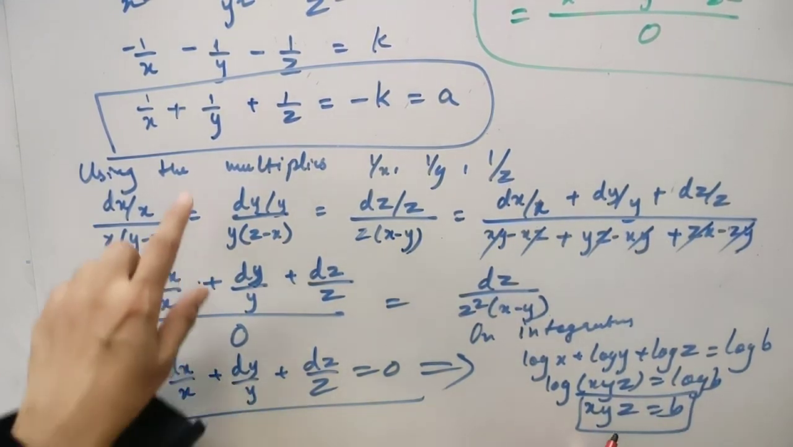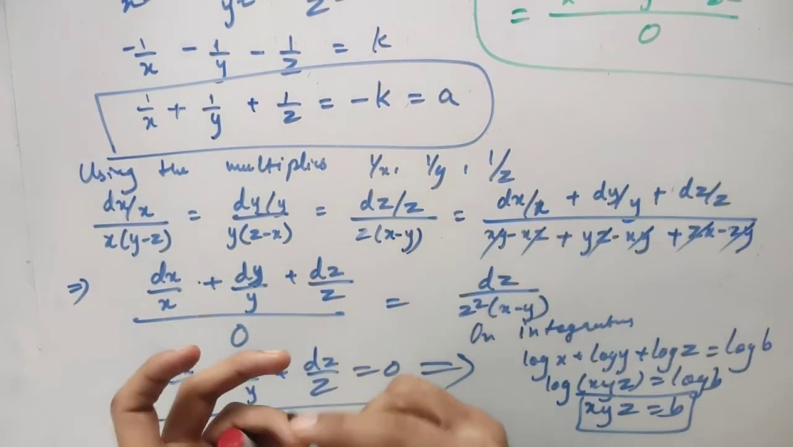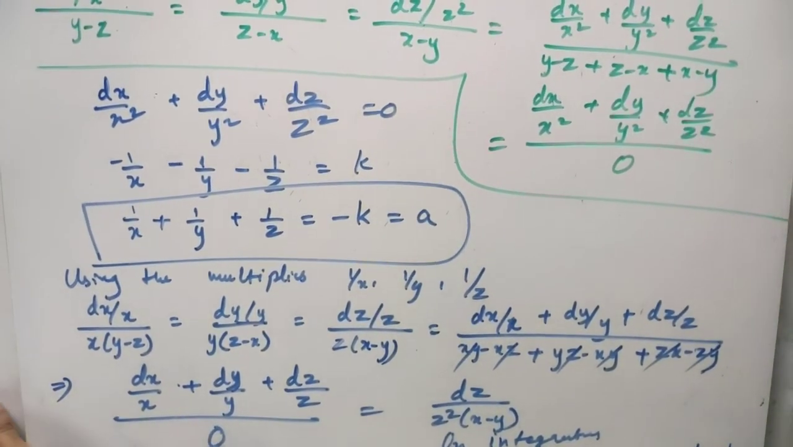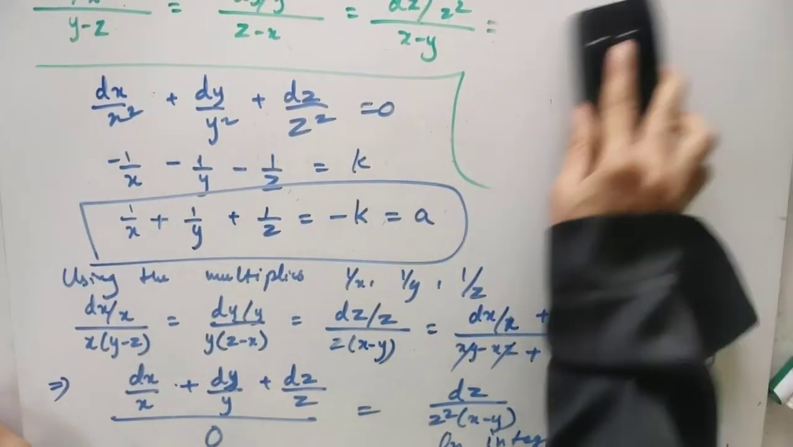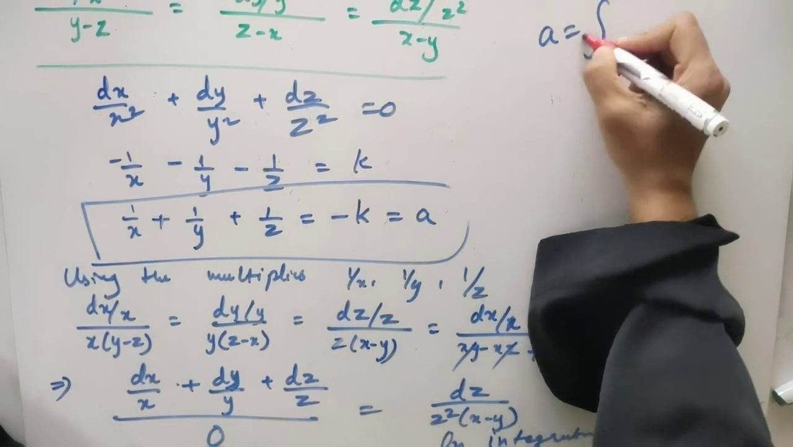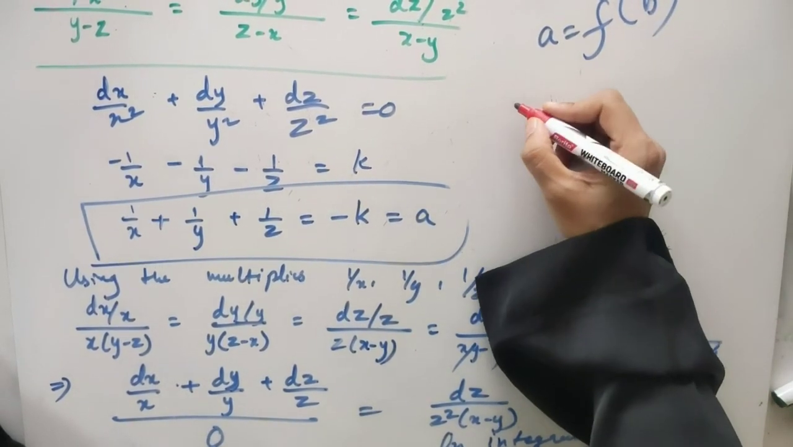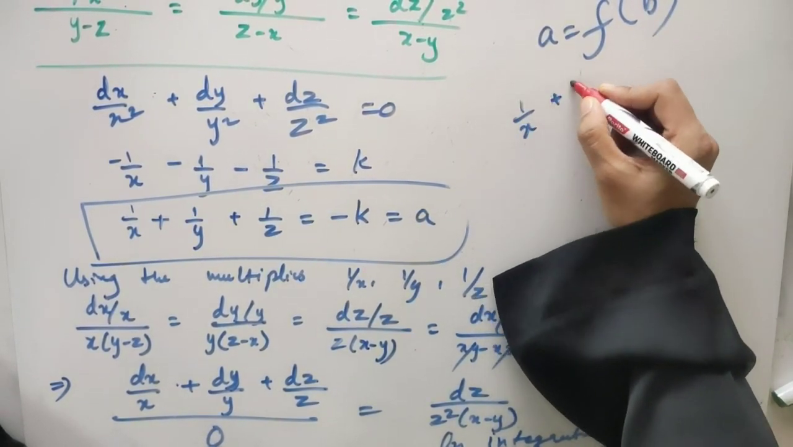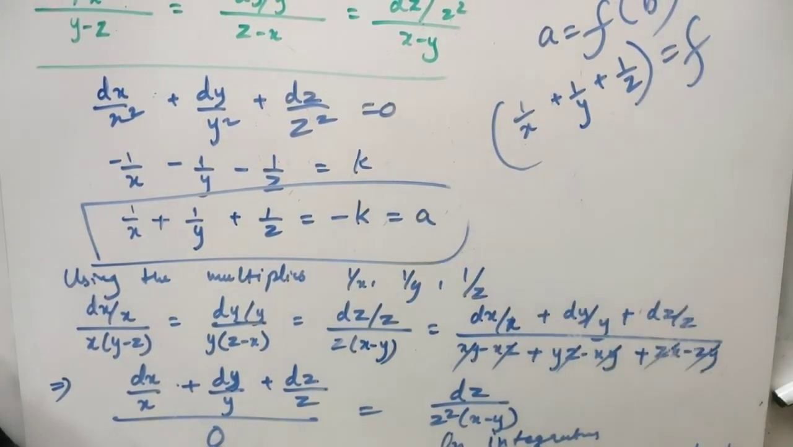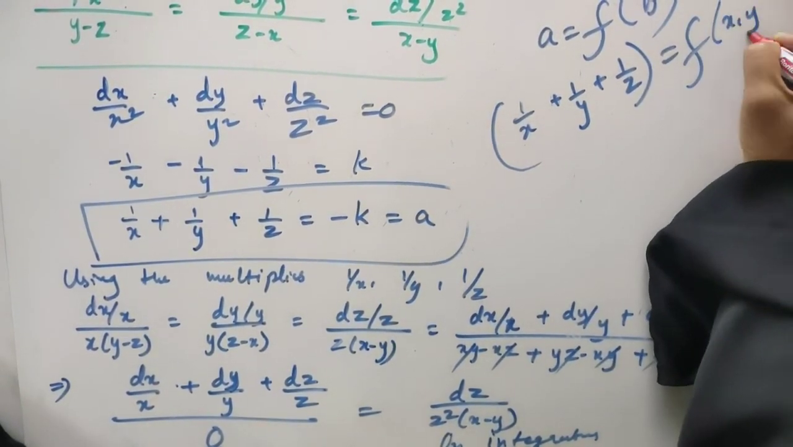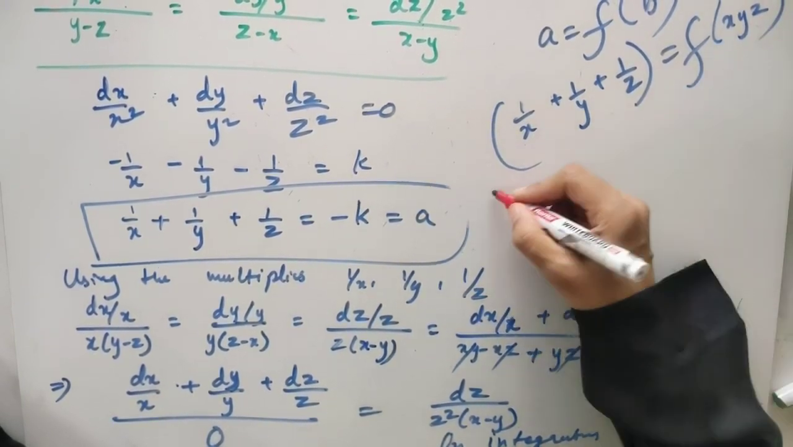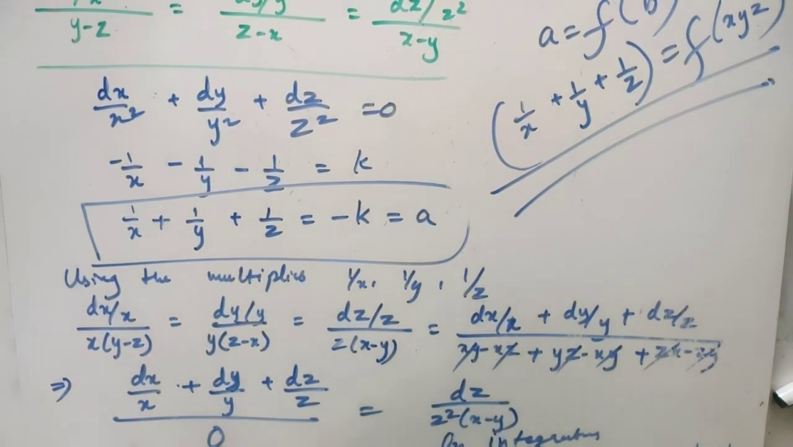You have got this equation, you have also got this equation. So the complete solution, I shall write the complete solution here. The complete solution is a is equal to f of b. So a we have got to be 1 by x plus 1 by y plus 1 by z is equal to f of xyz, x into y into z. So this is the complete solution of this problem.